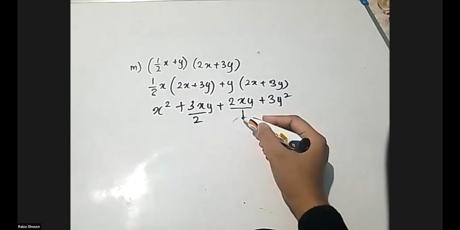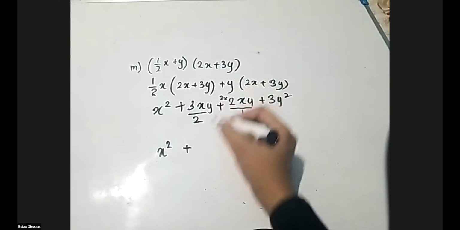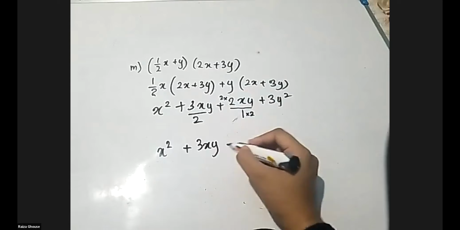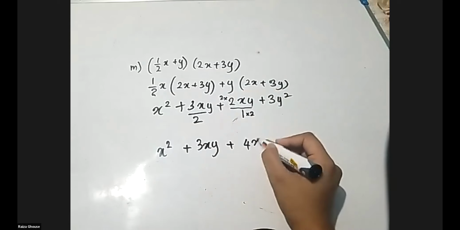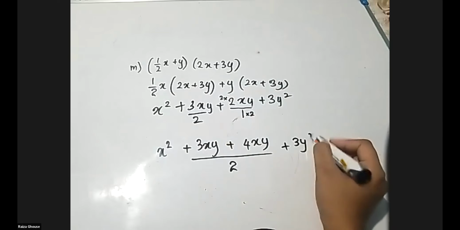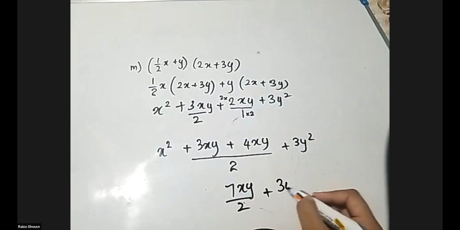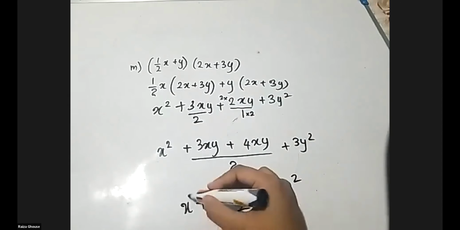To make it the same, what is the common denominator? 2. What is it? Very good. 2. 1 into 2 and this whole thing into 2. So I can write 3xy plus 2 into 2, 4xy upon the same denominator 2. Now I can add like terms: 7xy over 2 plus 3y squared plus x squared. This is the final answer.